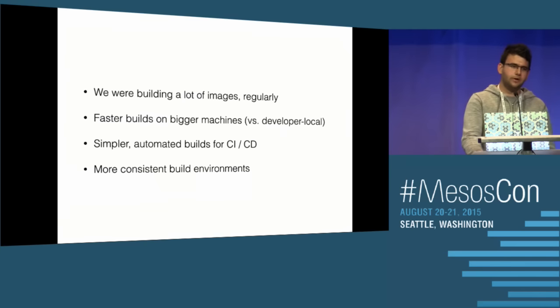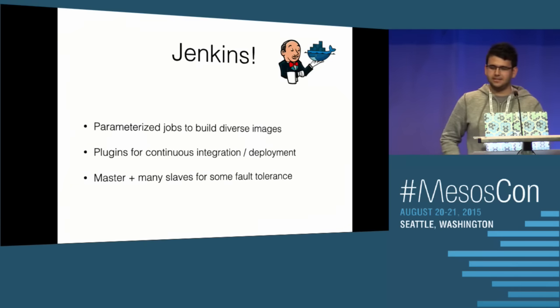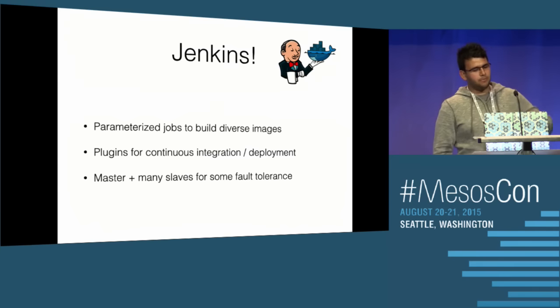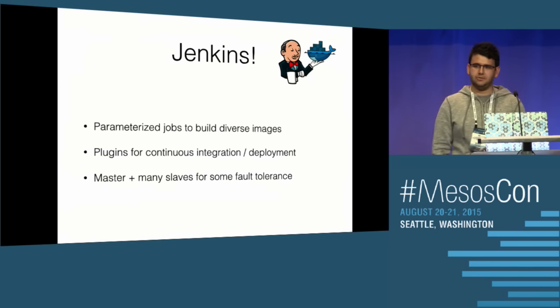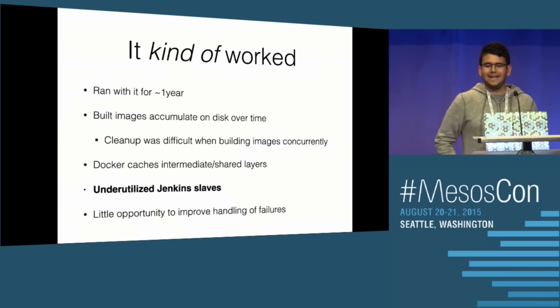So one thing that we tried out was to use Jenkins. We were using Jenkins anyway to schedule various different things. So we started having parameterized Jenkins jobs for the builds, and it would download the code base, do a Docker build, push it up. And there were great plugins for continuous integration. And you can get some fault tolerance with builds because you have many slaves potentially that could be doing the builds. So if you lose a slave, the build potentially can run elsewhere. It kind of worked for a while. So we ran with this setup for about a year.